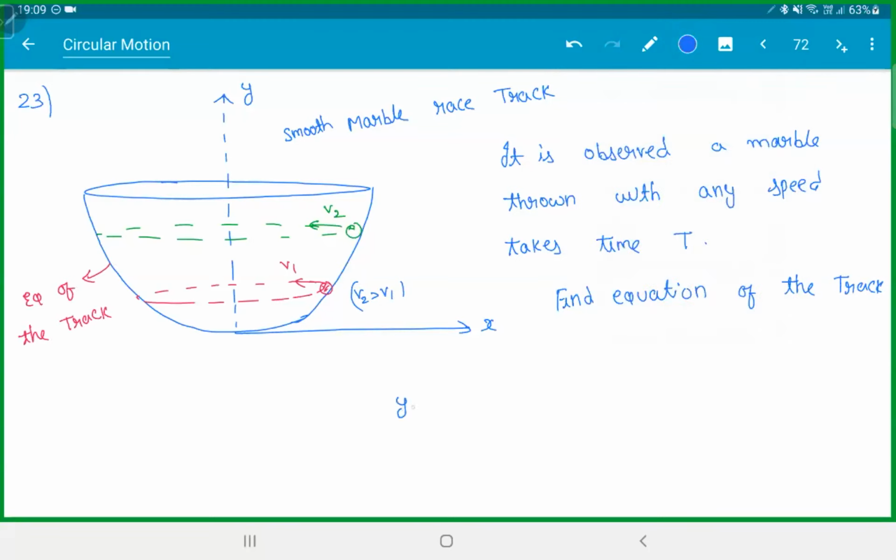Exam options will be like y is equal to x square, y is equal to x cube, y is equal to root x, something of that sort. What is the equation of the track for such a thing to happen?